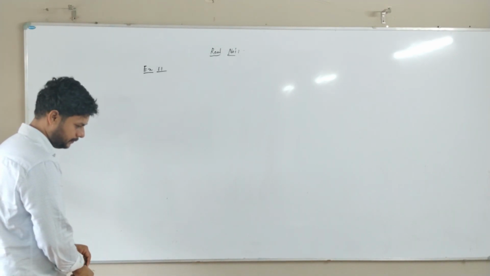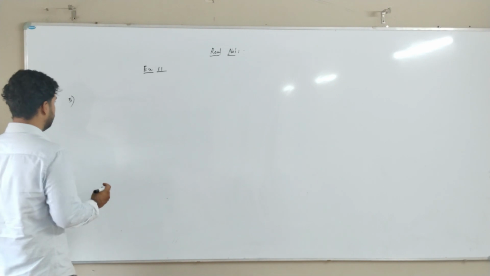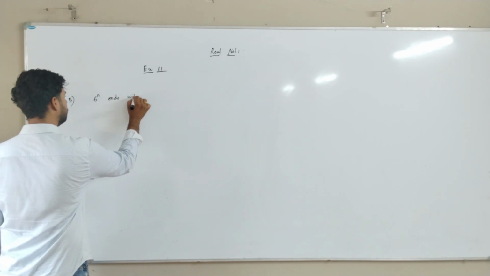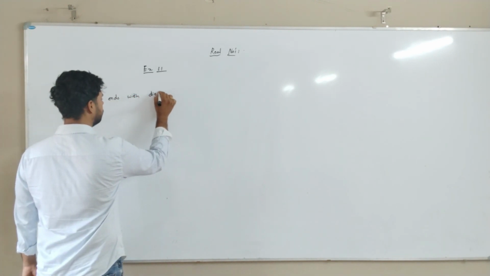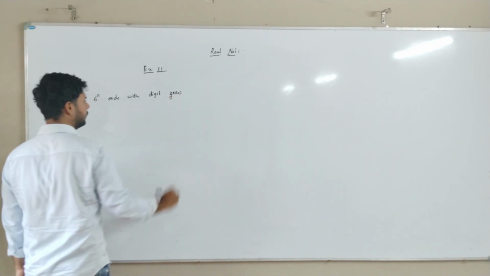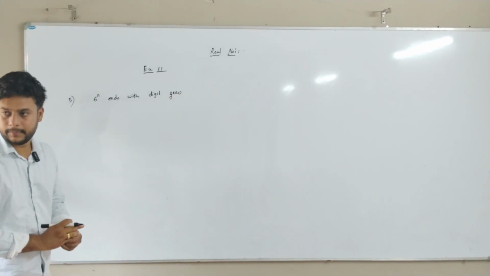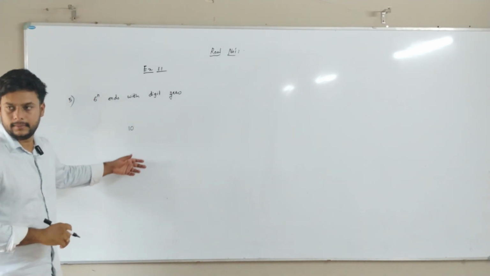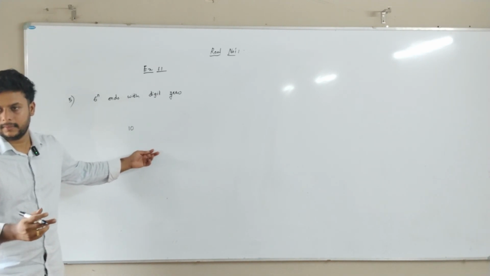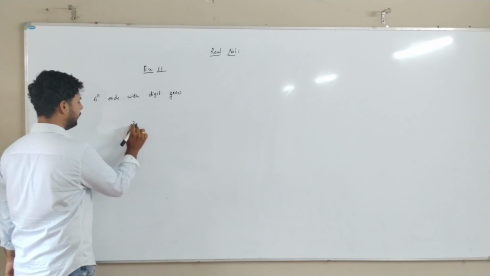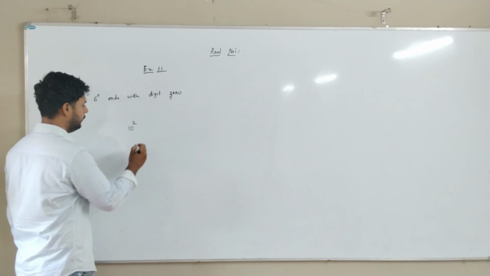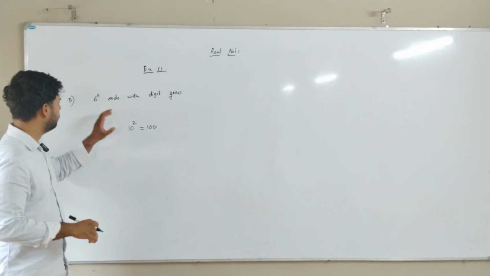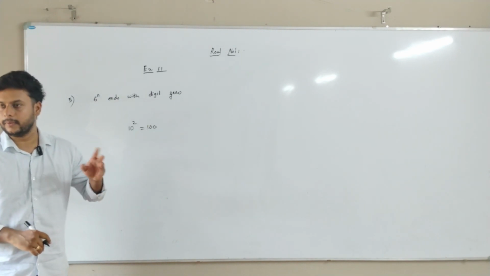Check whether 6 raised to n can end with digit 0 for any natural number n. I should check whether 6 raised to n ends with digit 0. One example: 10. This is a number that ends with 0. If I do 10 power n, 10 square, it ends with 0 digit. Like that, if I do 6 power n, will it end with 0 or not, is the question.